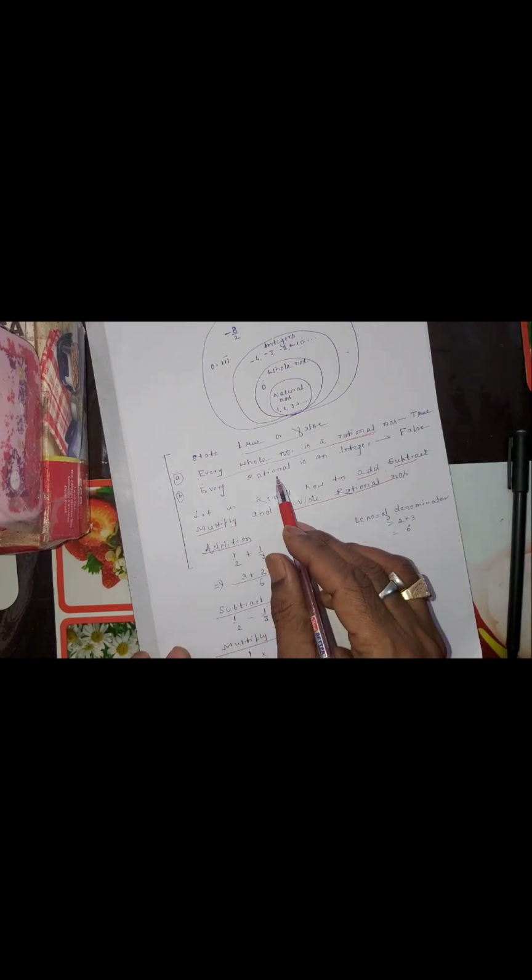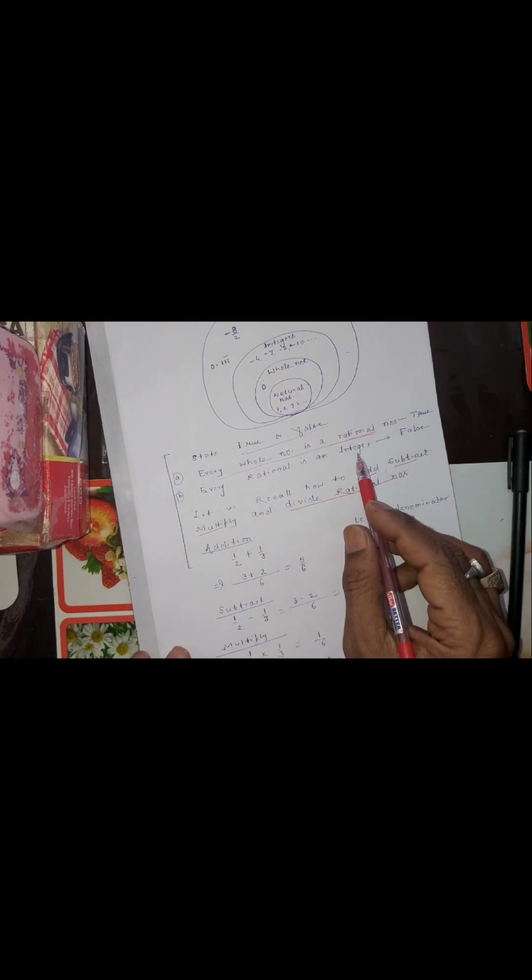It is true. Now another question arises. Every rational number is an integer? False. Every rational number is not an integer. Now afterwards, let us recall how to add, subtract, multiply and divide rational numbers.